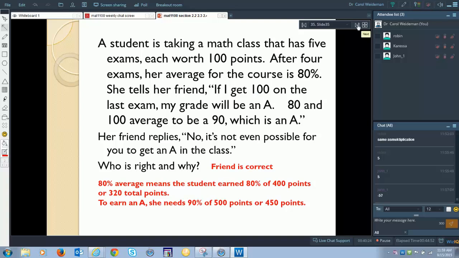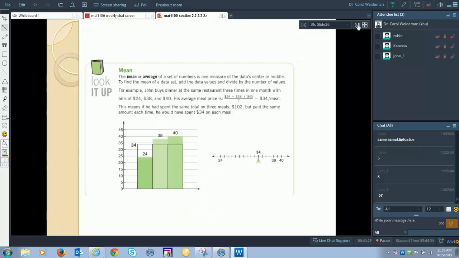So we want to be careful on how we apply the concept of taking an average. So the average or the mean of a set of numbers is one measure of the data's center or middle. To find the mean, we add all the numbers up and divide by the number of observations. And if you think about it graphically, the mean is kind of the balancing point of the numbers in the data set. And here's a little picture with bars on a graph that might help you see it. But we call that the average.